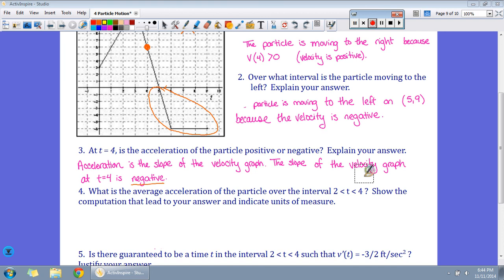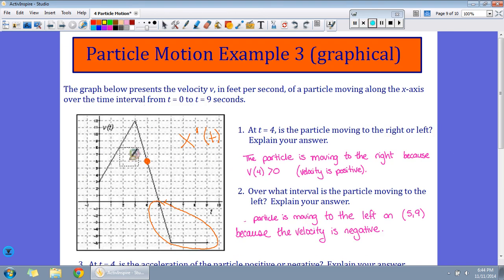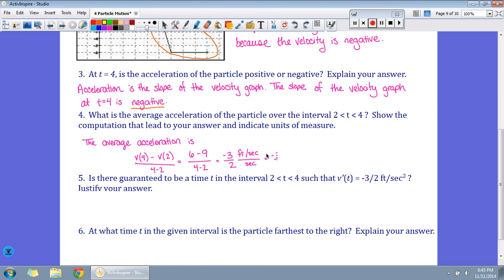To find the average acceleration of the particle on the interval from 2 to 4, we're going to use the average rate of change formula. So I've got v of 4 minus v of 2 over 4 minus 2, which is 6 minus 9. So we got v of 4 is 6, v of 2 is 9, over 4 minus 2, which of course is negative 3 over 2. And in our units, we've got feet per second for the velocity and seconds for the time, so we've got negative 3/2 feet per second squared.